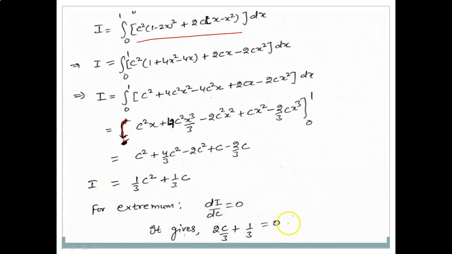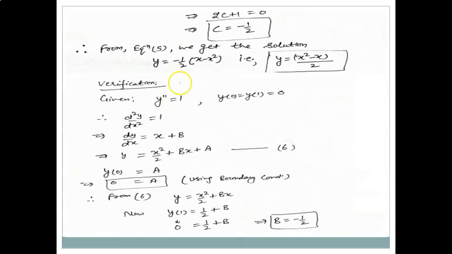When you simplify this, you get the value of c from this equation. So actually c is minus 1 by 2. So from equation 5, substituting the value of c, the solution comes out to be y equal to this. Because by adjusting this negative sign, you can get y equal to this. This is the solution. So basically this is our approximate solution.